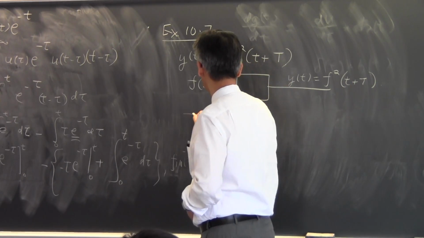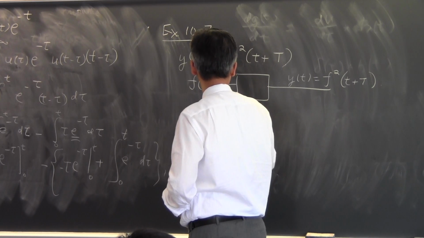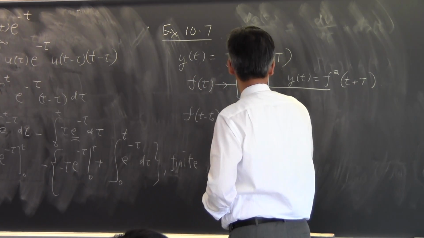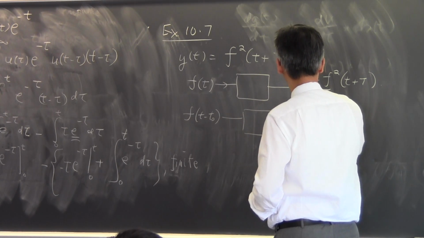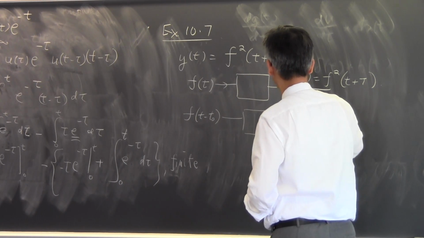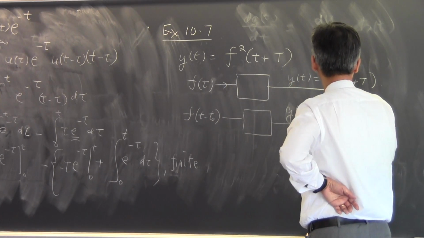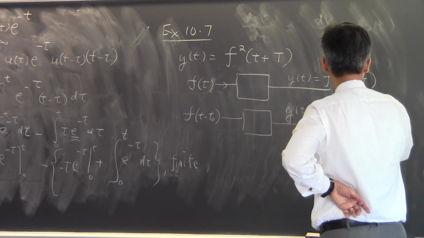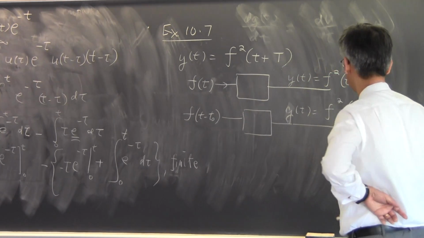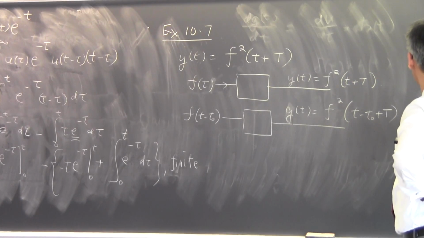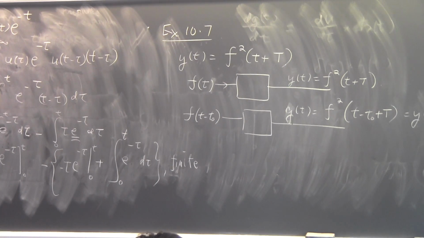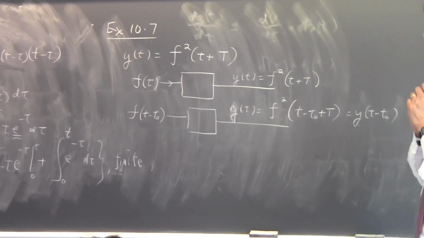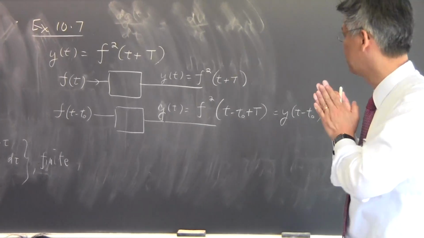If I change my input to f(t minus t0), what do you think the output is? By using this rule, I could call this g(t). The new output would be f squared of (t minus t0 plus capital T), so this is in fact y(t minus t0). Is this system time invariant? It is time invariant, right? Because I delay the input by a little bit, I get the output that is also delayed by a little bit. That is the definition of a time invariant system.